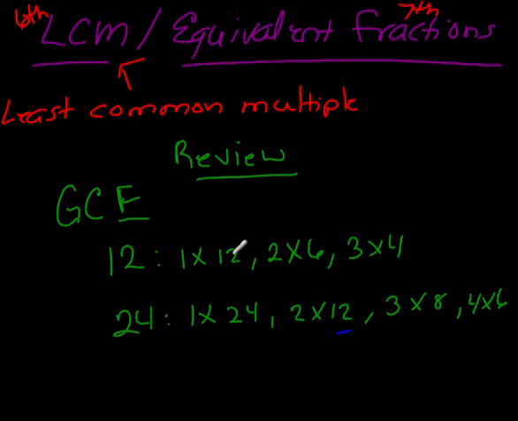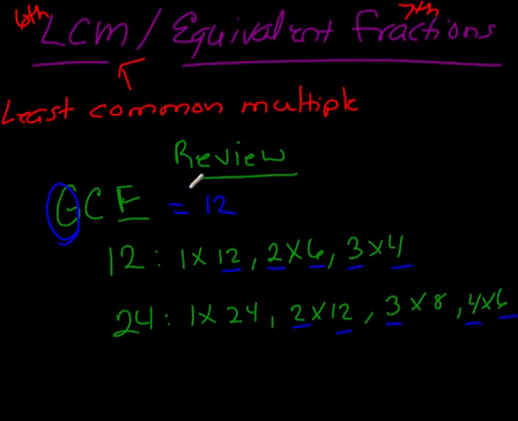Well, we got a 12. We also have a 2, a 6, a 3, 4. It has a lot of factors in common. And of course, we would then ask the question, what is the greatest that they have in common? And we would say, okay, well, the biggest number would be the 12. So our GCF in this problem would be 12.